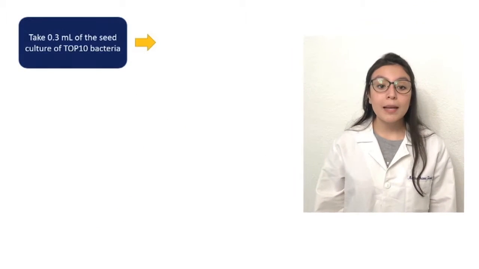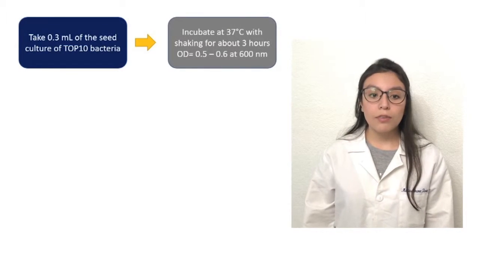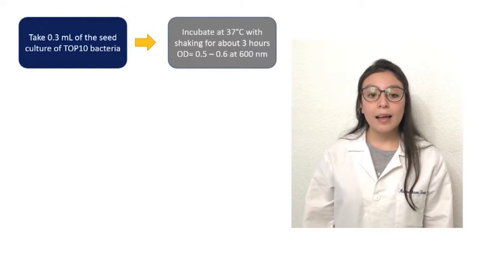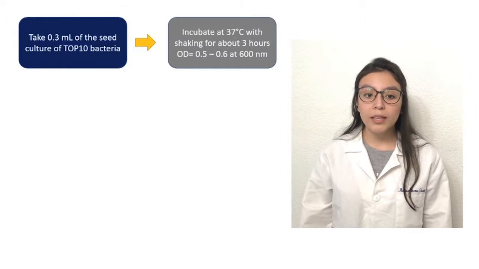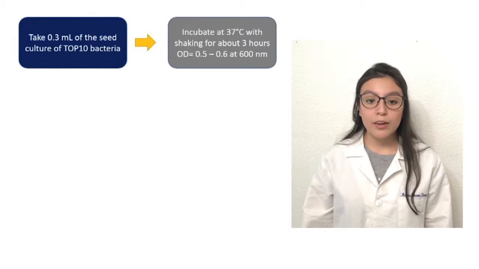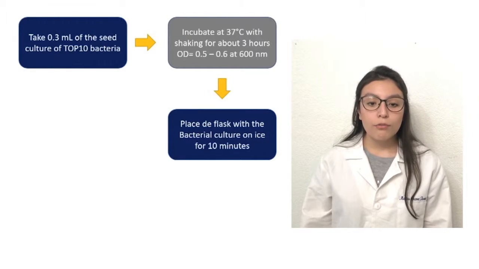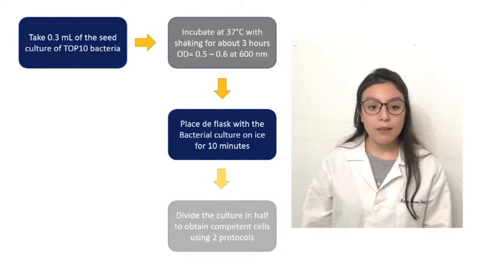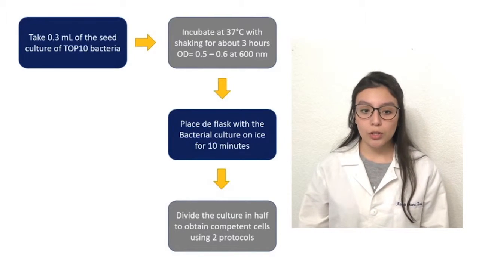Preparation of competent cells. 1. Take 0.3 ml of seed culture of Top10 bacteria into 30 ml of LB medium. 2. Incubate at 37 degrees Celsius with shaking for about 3 hours until the optical density reaches an absorbance of 0.5 to 0.6 at 600 nanometers. 3. Place the flask with the bacteria culture on ice for 10 minutes. Finally, divide the culture in half to obtain competent cells using 2 protocols.